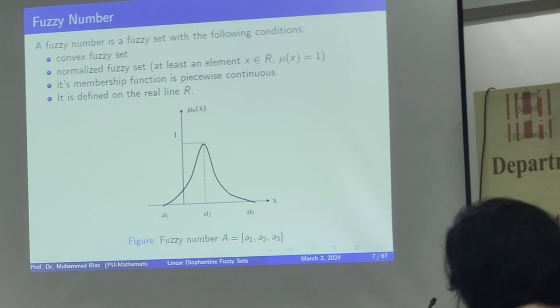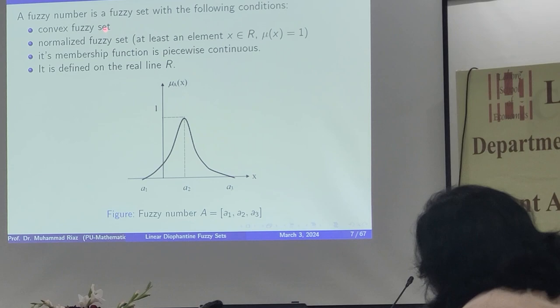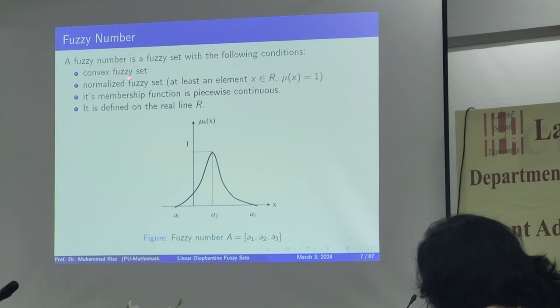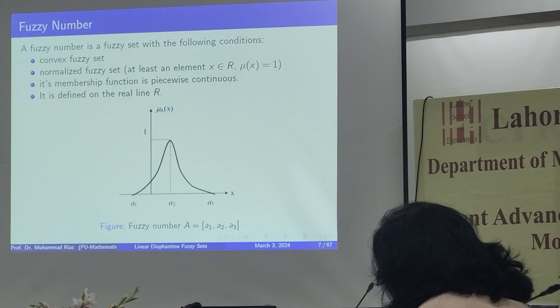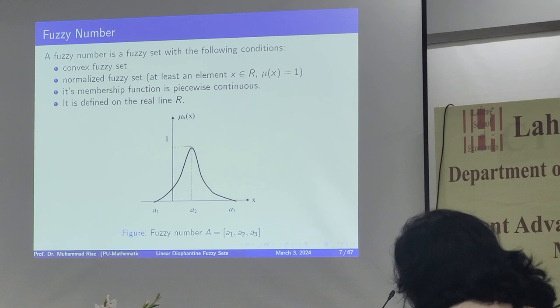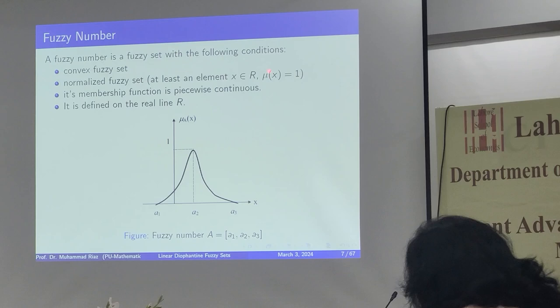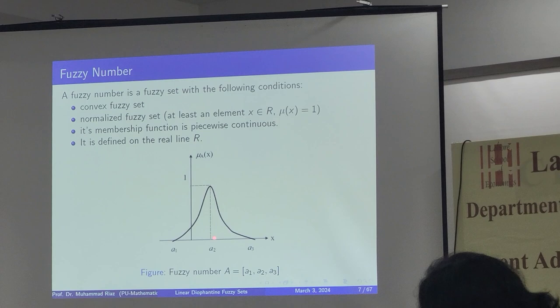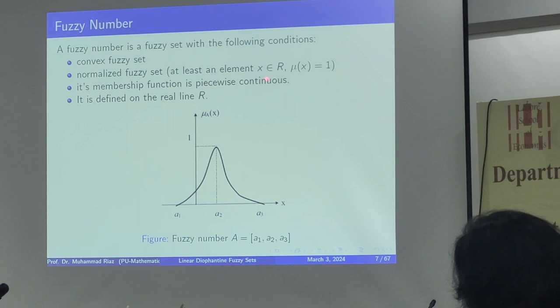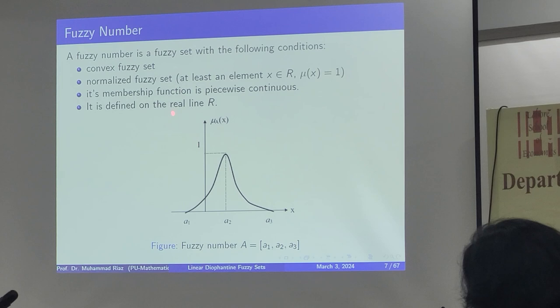So, a fuzzy number is in fact a fuzzy set with the following conditions. It is convex: when we take any two points on this curve, the line segment joining them lies in the region. Similarly, it should be normalized. Normalized means there is at least one point x which has membership 1. For example, here the membership is 1. Its membership function may be continuous or piecewise continuous. The main thing is that it is defined on the real line.